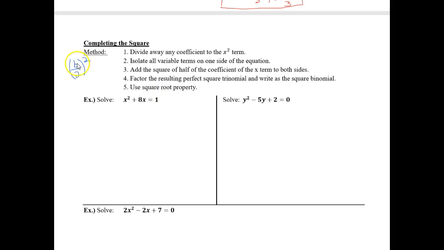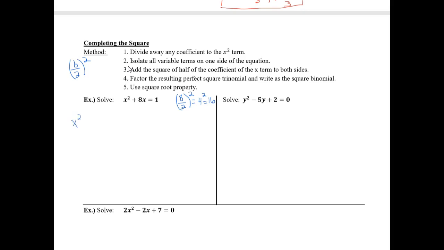Then we're going to find that perfect value. So in this case, we use b. Remember, a is the x squared coefficient, b is the x term, and c is the constant. So here our b is 8. So I'm going to take 8 divided by 2 and then square it. 8 divided by 2 is 4, and 4 squared is 16. So that's the perfect amount.